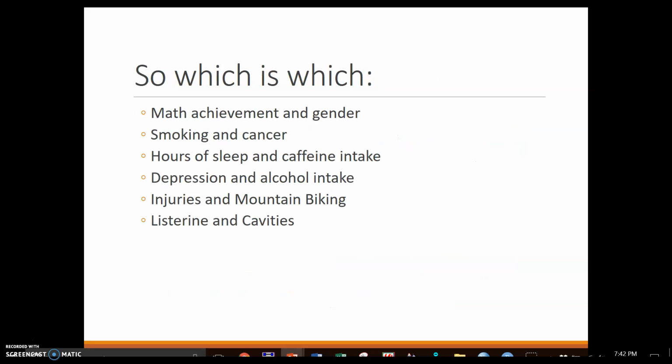So I want you to take a minute. We're going to pause the video, and I want you to look at the comparisons, the pairs, and see which one you would say is independent and which one is dependent. So pause the video and brainstorm.